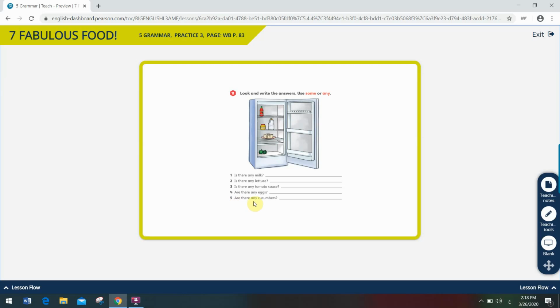And the last one, are there any cucumbers? هل يوجد لدينا الخيار؟ So what do you think? Can you see the cucumbers here? No, I can't see them. So the answer is no, there aren't any cucumbers. why any؟ ليه حطينا any؟ لأنه جواب no لأنه في حنا negative form لأن الجملة منفية. So no, there aren't any cucumbers.